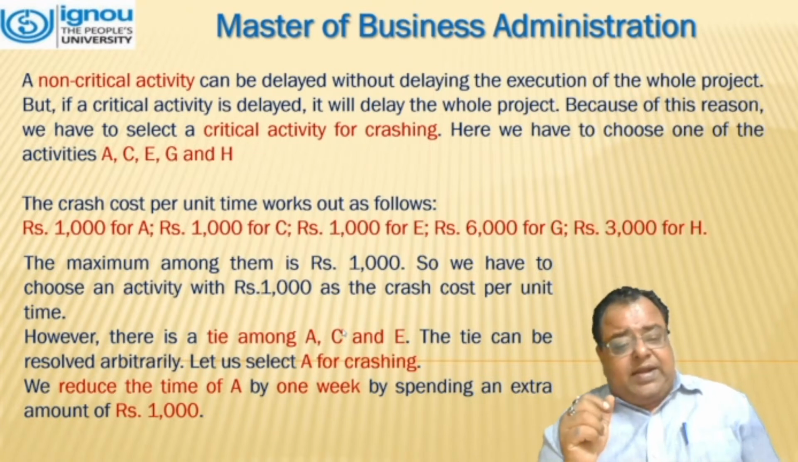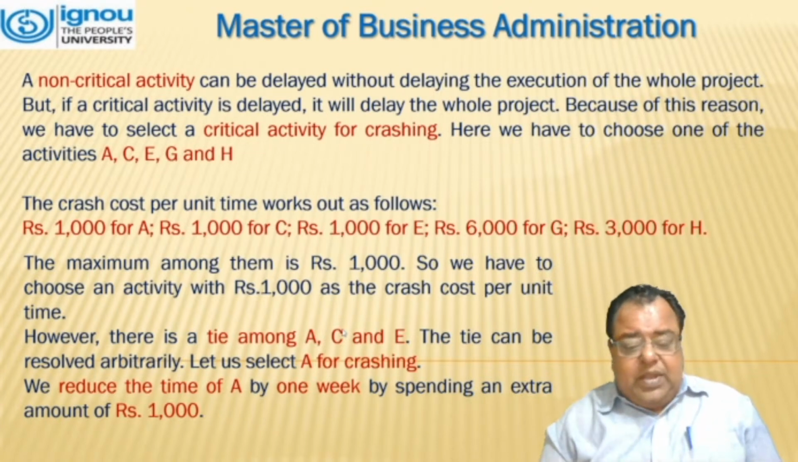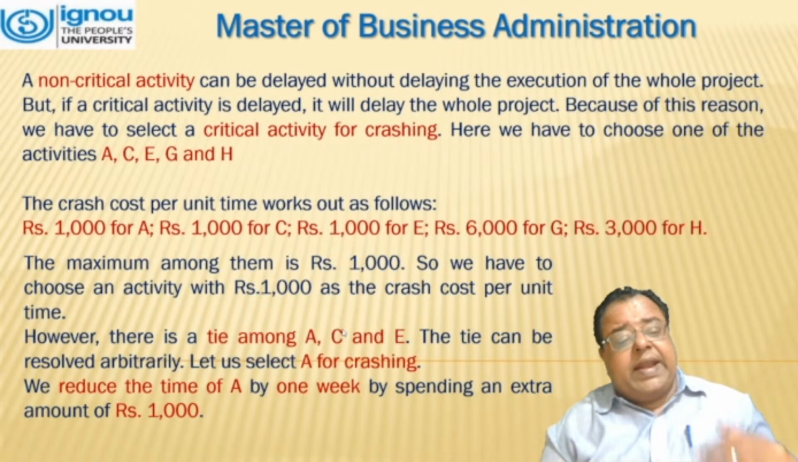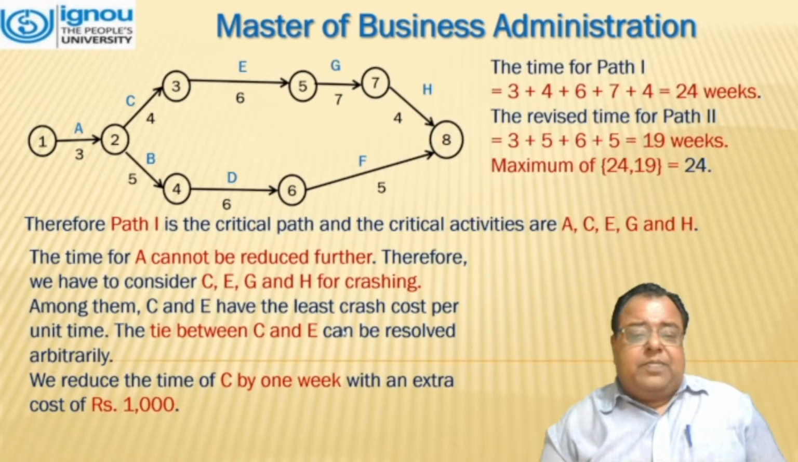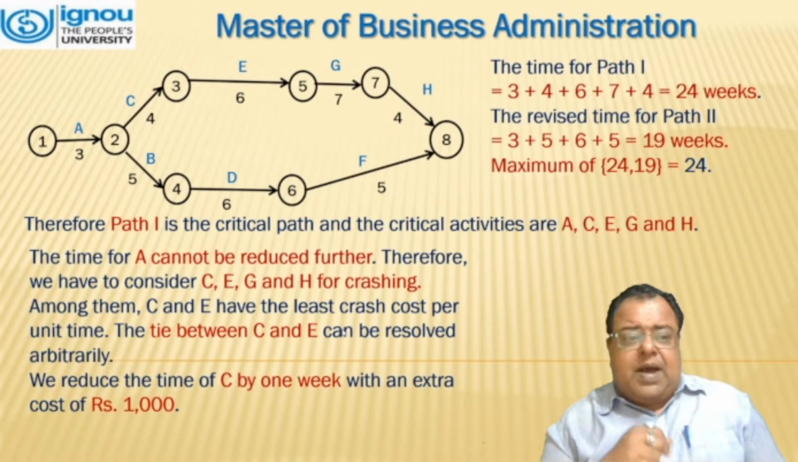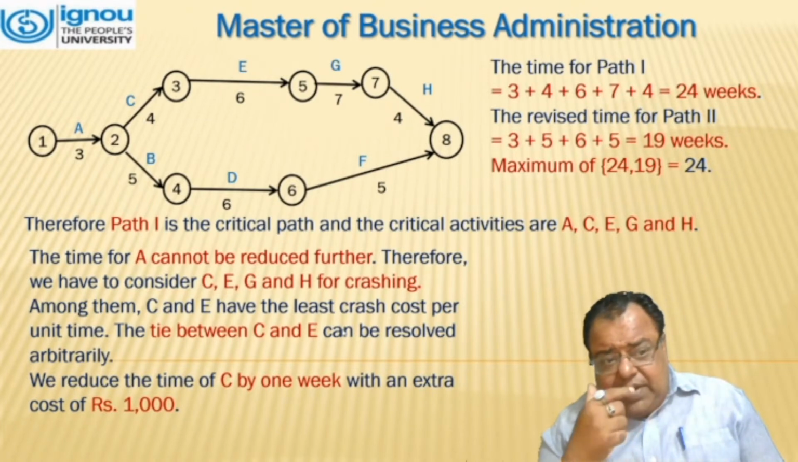So we have selected A for crashing. We reduce the time of A by 1 week by spending an extra amount of rupees 1000. Now we can see that the original path has been changed. So for activity A, the time has been reduced by 1, so it has now come to 3.